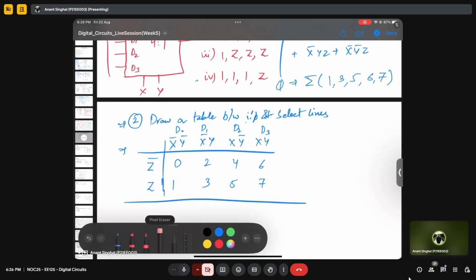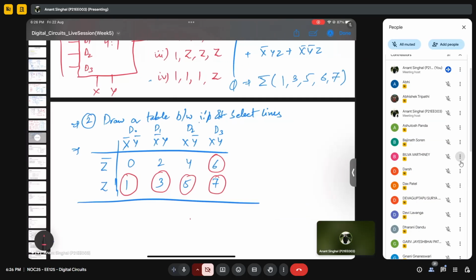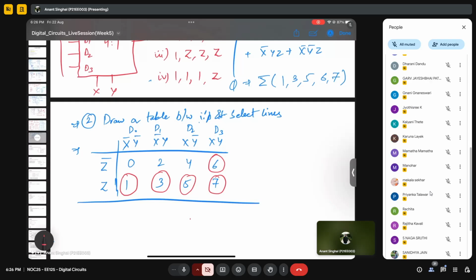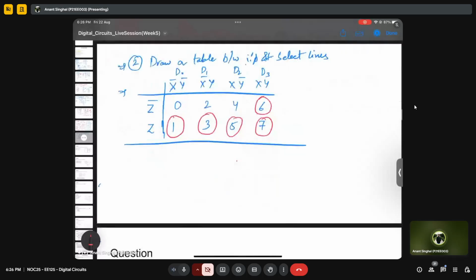Now, as I said, in the canonical form what we have found is 1, 3, 5, 6, 7. So can I say that D0 will be nothing but Z? D1 will be Z again, D2 will be Z again, and this will be Z plus Z bar, that is basically 1. Is this clear to everyone?